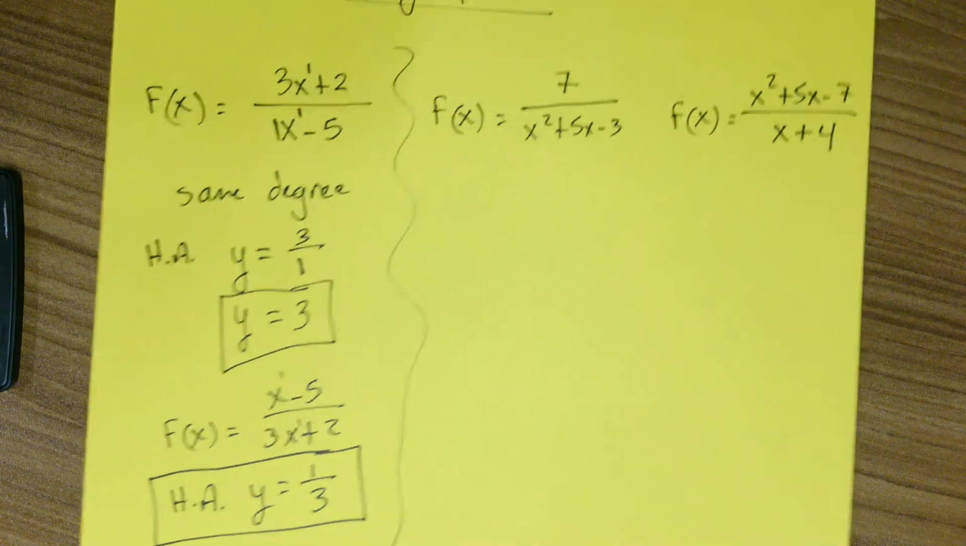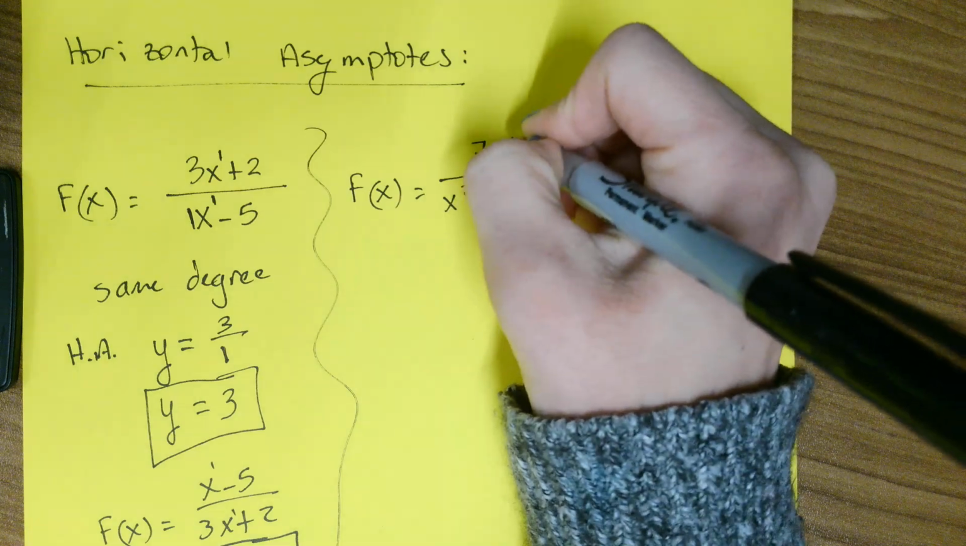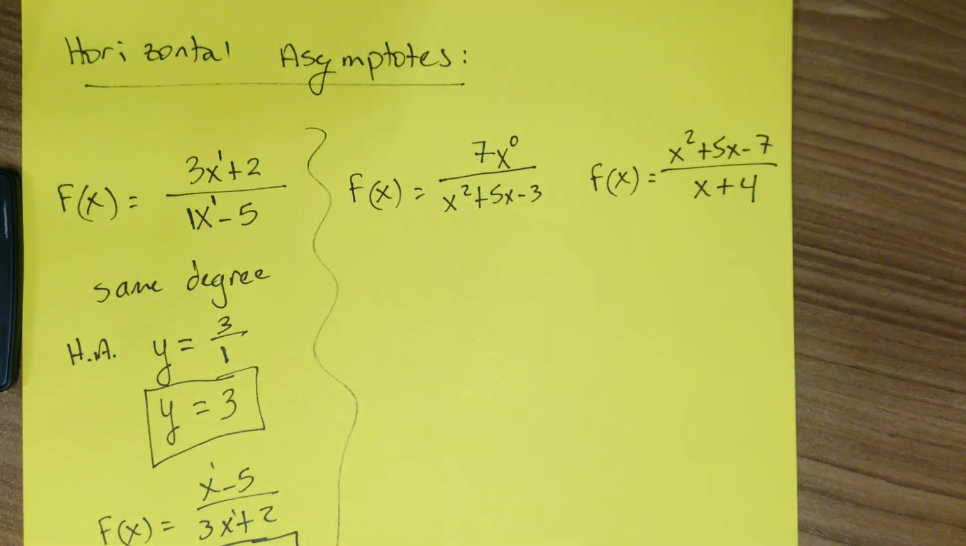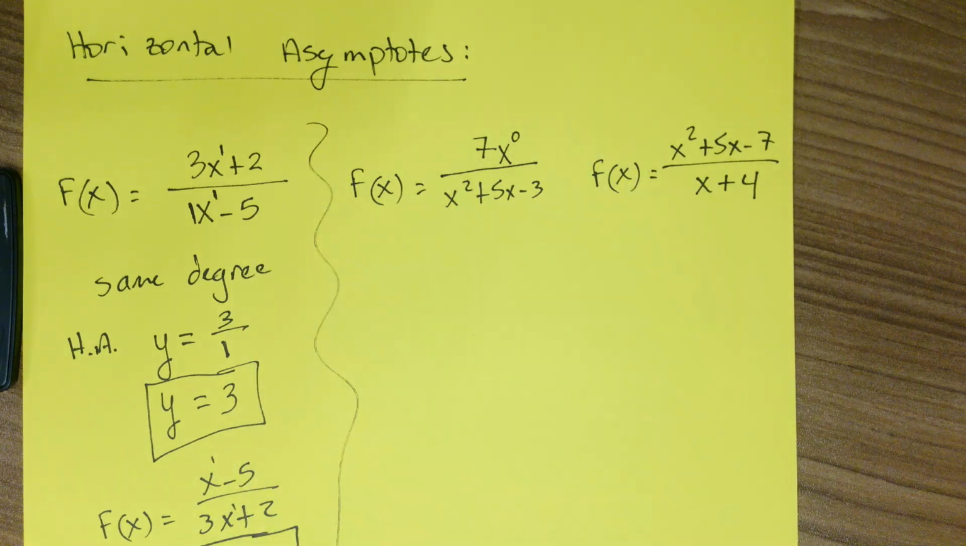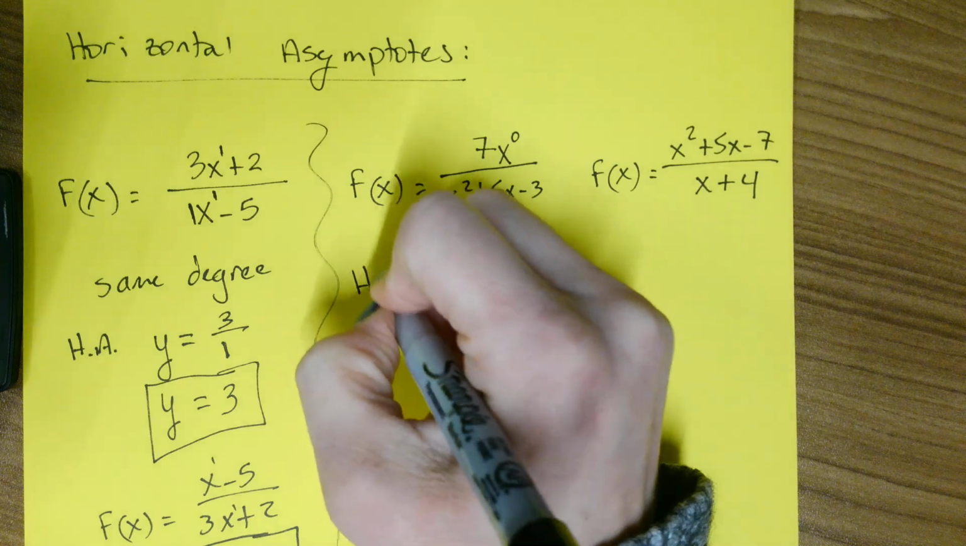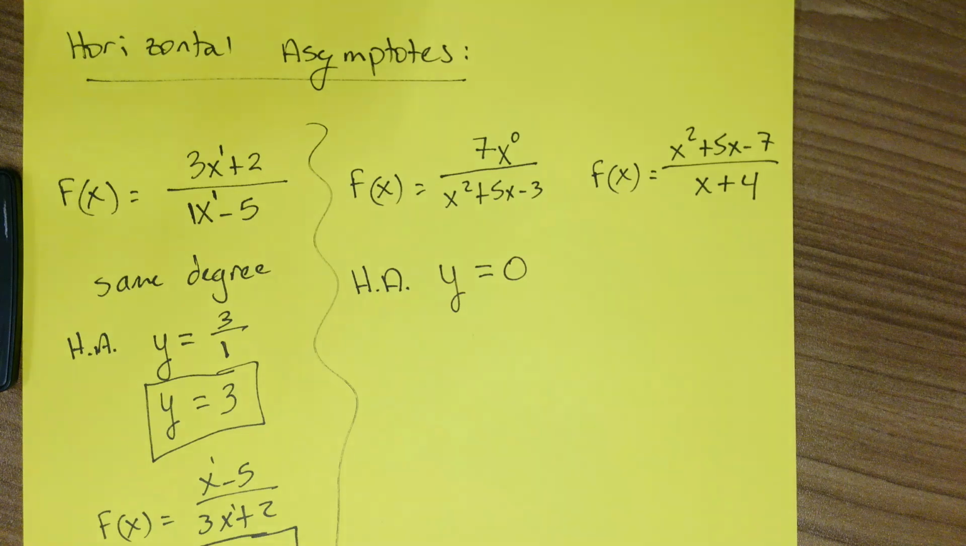All right, so case 2. Think about real quick what the degrees of these polynomials are. So in the numerator, we have a constant, which is technically x to the 0 power. And in the denominator, we have a quadratic, so x to the second power. Notice here that the degree of the polynomial in the bottom is bigger than the degree up top. Anytime this happens, our horizontal asymptote is automatically y equals 0, as long as the degree in the bottom is bigger than the degree in the top.